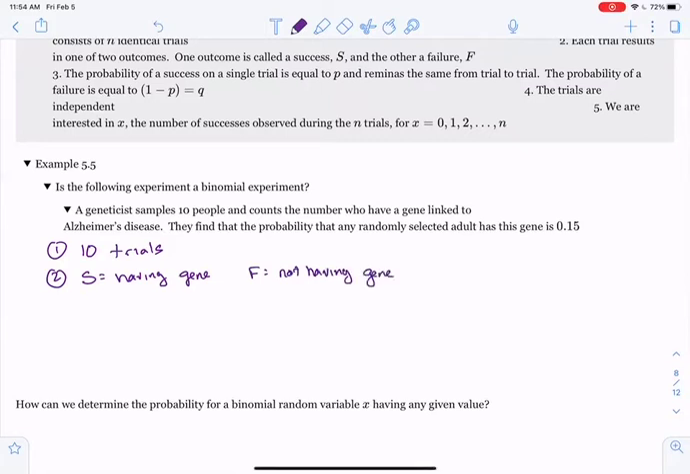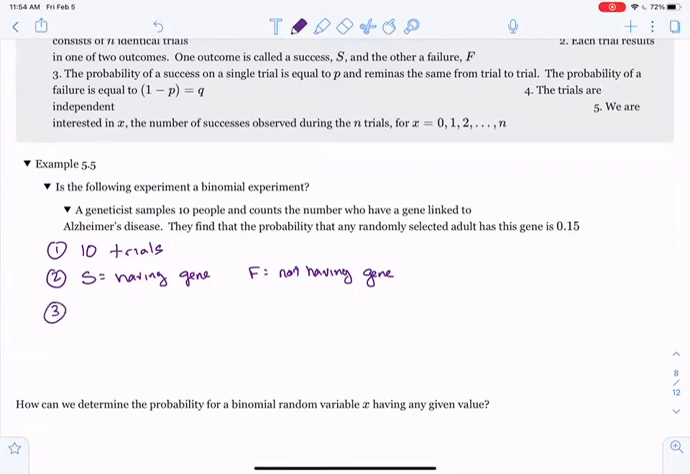Again, this example tries to reinforce the fact that success does not mean a good thing, right? Success is a desired outcome. A geneticist may want to know how many people have a gene linked to Alzheimer's. Having Alzheimer's is not necessarily a successful thing, but in terms of a researcher, it's a desired outcome for them to continue their research. So in this case, we consider that a success. So we can distinguish these outcomes.